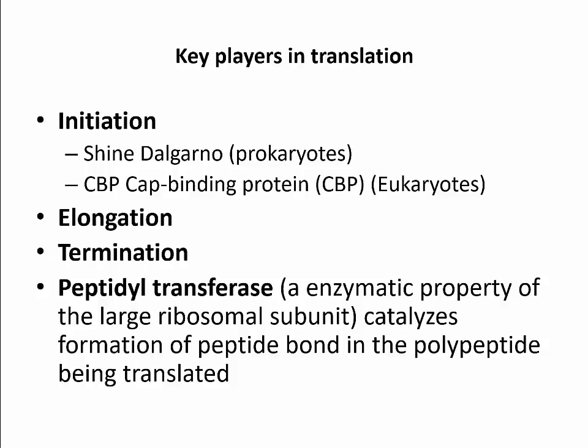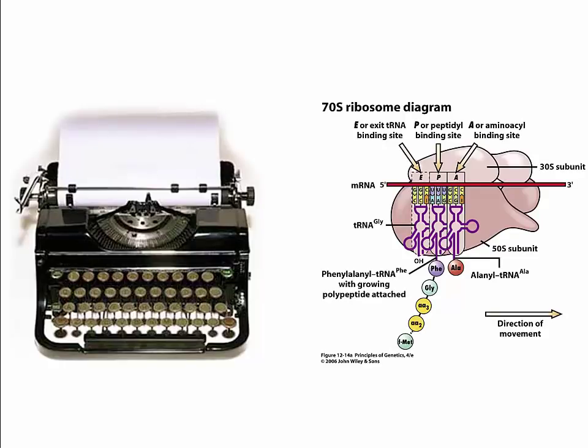And then the other thing I want you to be aware of is the enzymatic activity we have, which is peptidyl-transferase. And this is the enzymatic activity of the large ribosomal subunit. So both the rRNA and protein molecules in there are able to catalyze the formation of peptide bonds in the polypeptide that's being translated. All right, so that's the big overview, and then we'll get into the different stages.